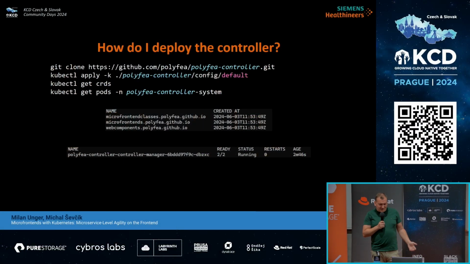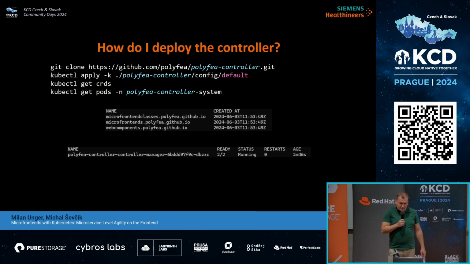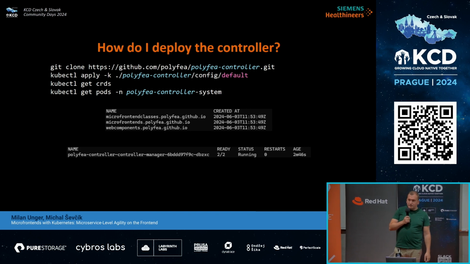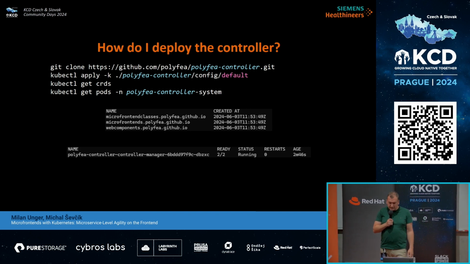So first of all, what you need to do is deploy the controller itself, right? So if you go to GitHub, the Polyphia controller repository, you just clone it and apply our default configuration. Then you check if your custom resource definitions are installed, if the pods are running.